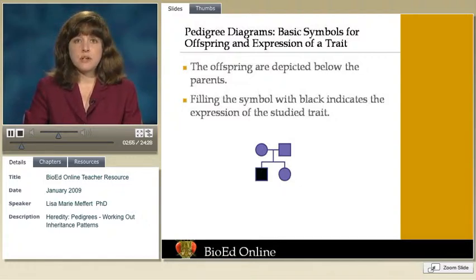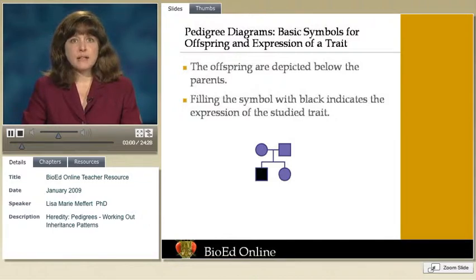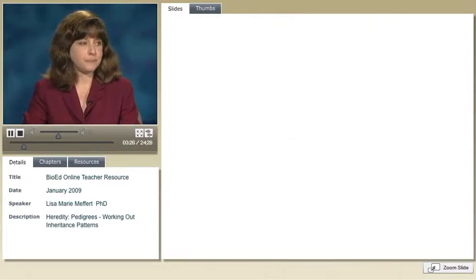Remember again, females are round. When we fill in the symbol with a black color, that means that the individual expresses the trait that we're interested in. Okay, so in this case, you have a father and a mother that don't express the trait, and then the son that does. So remember how in recessive traits, they can skip generations. In this case, we didn't see the trait in the mother or the father, but in the next generation, we did see the trait. So that gives you a hint that it's probably a recessive trait. Again, we'll do the puzzling in a minute.